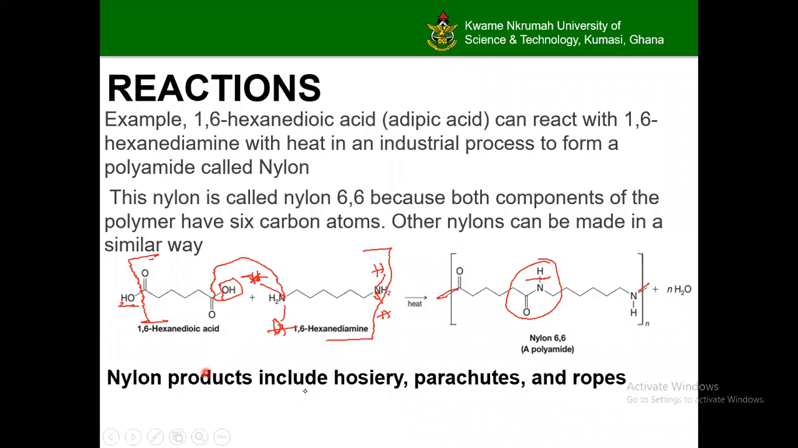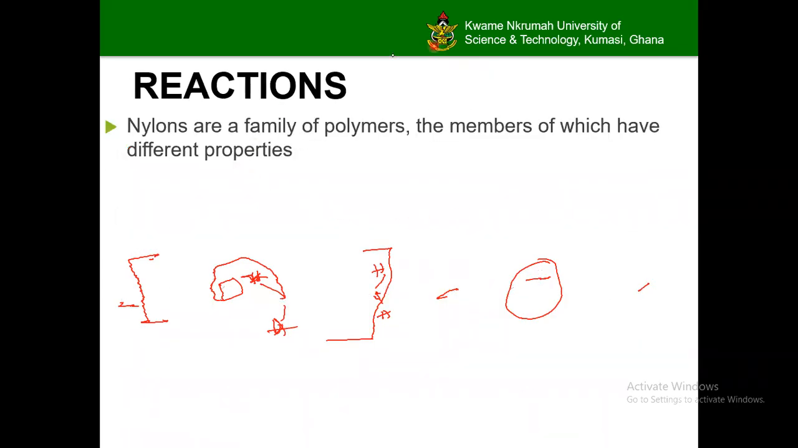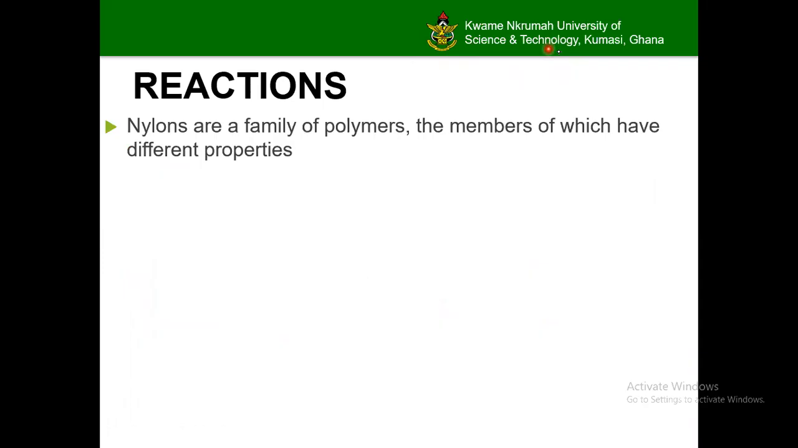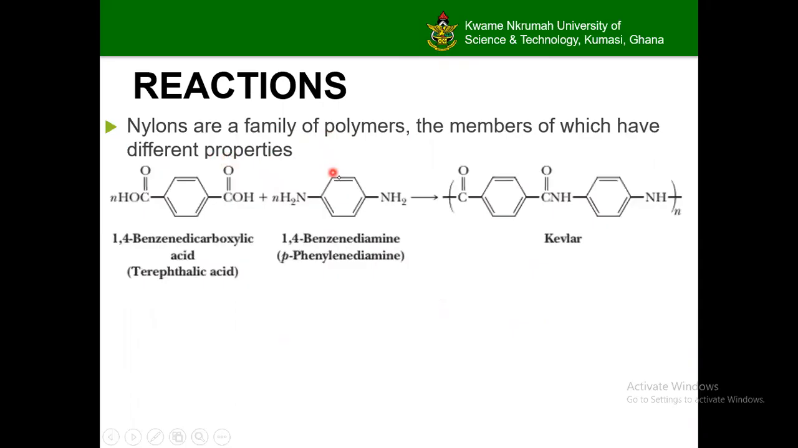So nylon products include hosiery, parachutes, and roofs. Now, reactions. So we are saying that nylon are a family of polymers, the members of which have different properties. Good. Now, this is another different family of nylon formed from aromatic compounds, right? So this is terephthalic acid reacting with 1,4-benzene diamine. Now, the same thing will happen here.